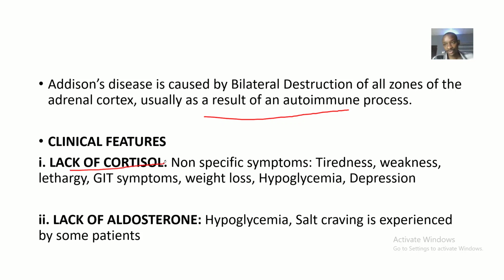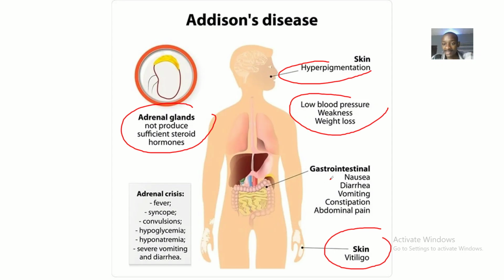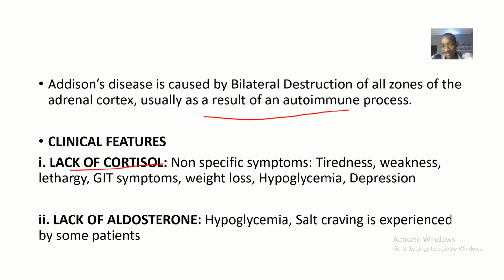There will be lack of cortisol. And the symptoms for lack of cortisol could include what? Tiredness, weakness, lethargy, gastrointestinal tract symptoms like nausea, diarrhea, vomiting, constipation, abdominal pain. There will be weight loss, hypoglycemia, and depression. Then there will also be lack of what? Aldosterone. So this lack of aldosterone includes what? Hypoglycemia, and in some patients they might be craving for salt. That's for lack of aldosterone.